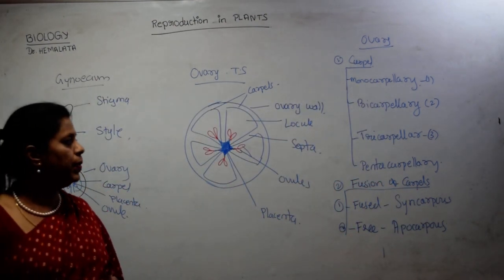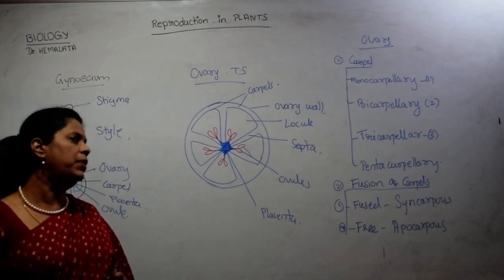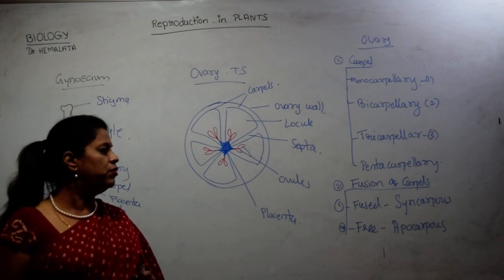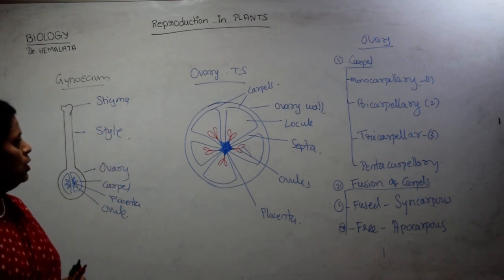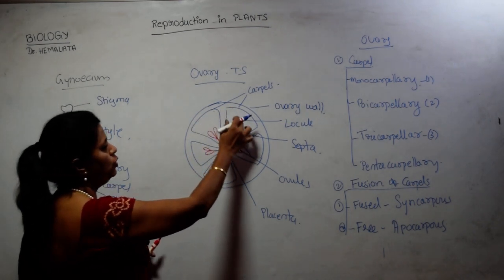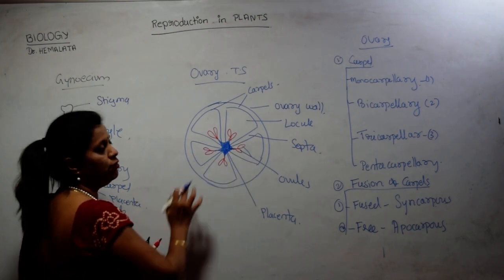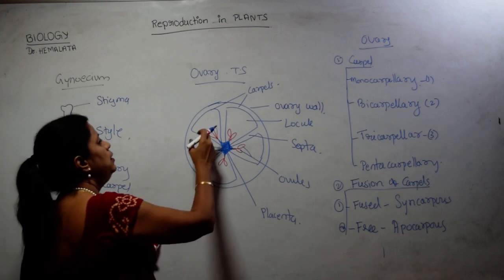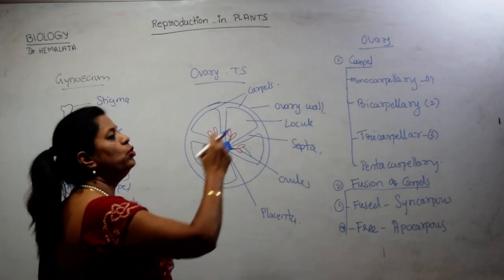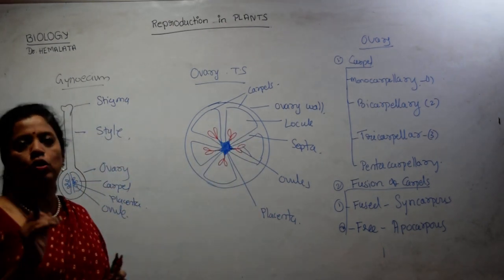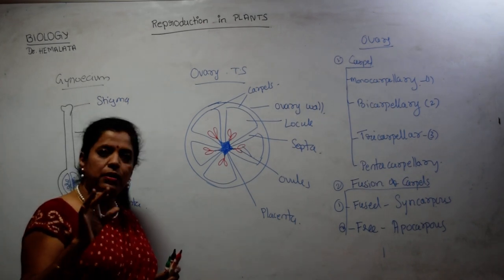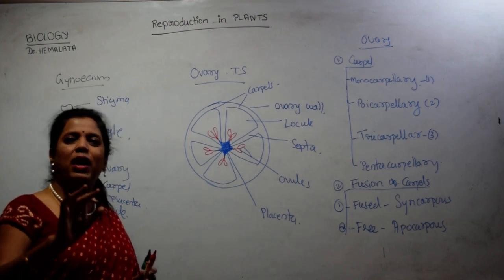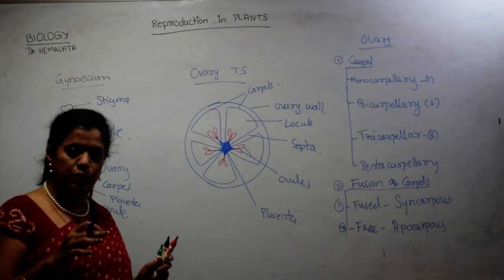Monocarpellary, bicarpellary, tricarpellary, pentacarpellary. Based on the fusion, we have fused carpels as syncarpous ovary, free carpels as apocarpous ovary. You can see here this has 1, 2, 3, 4, 5 carpels, the pentacarpellary ovary, and this has 5 locules also. We can add locules also to this. It is called pentacarpellary pentalocular syncarpous ovary. They are fused.